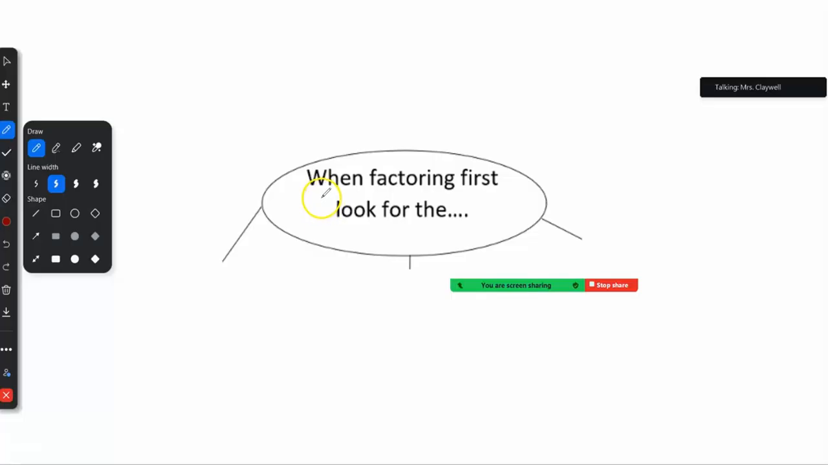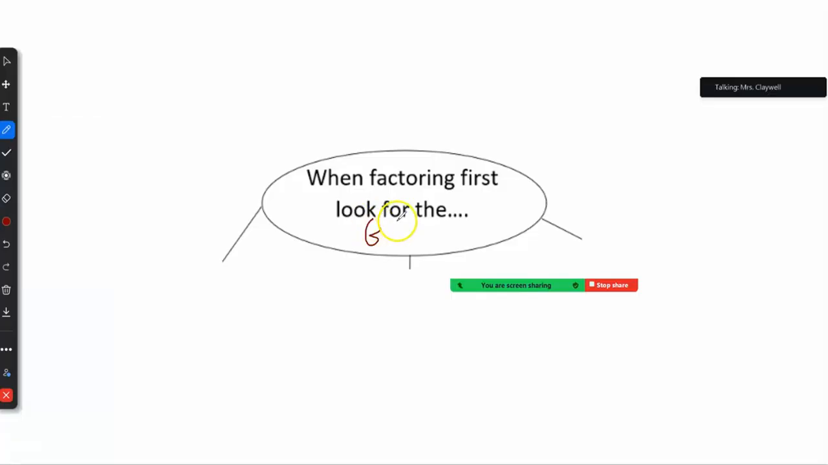So the front page of our notes is a graphic organizer that's going to help us remember all the different factoring techniques that we've learned this unit that will help us when we factor higher order on the back page. So first thing we do is we look for a greatest common factor. So anytime we're asked to factor, we look and see what all terms have in common.